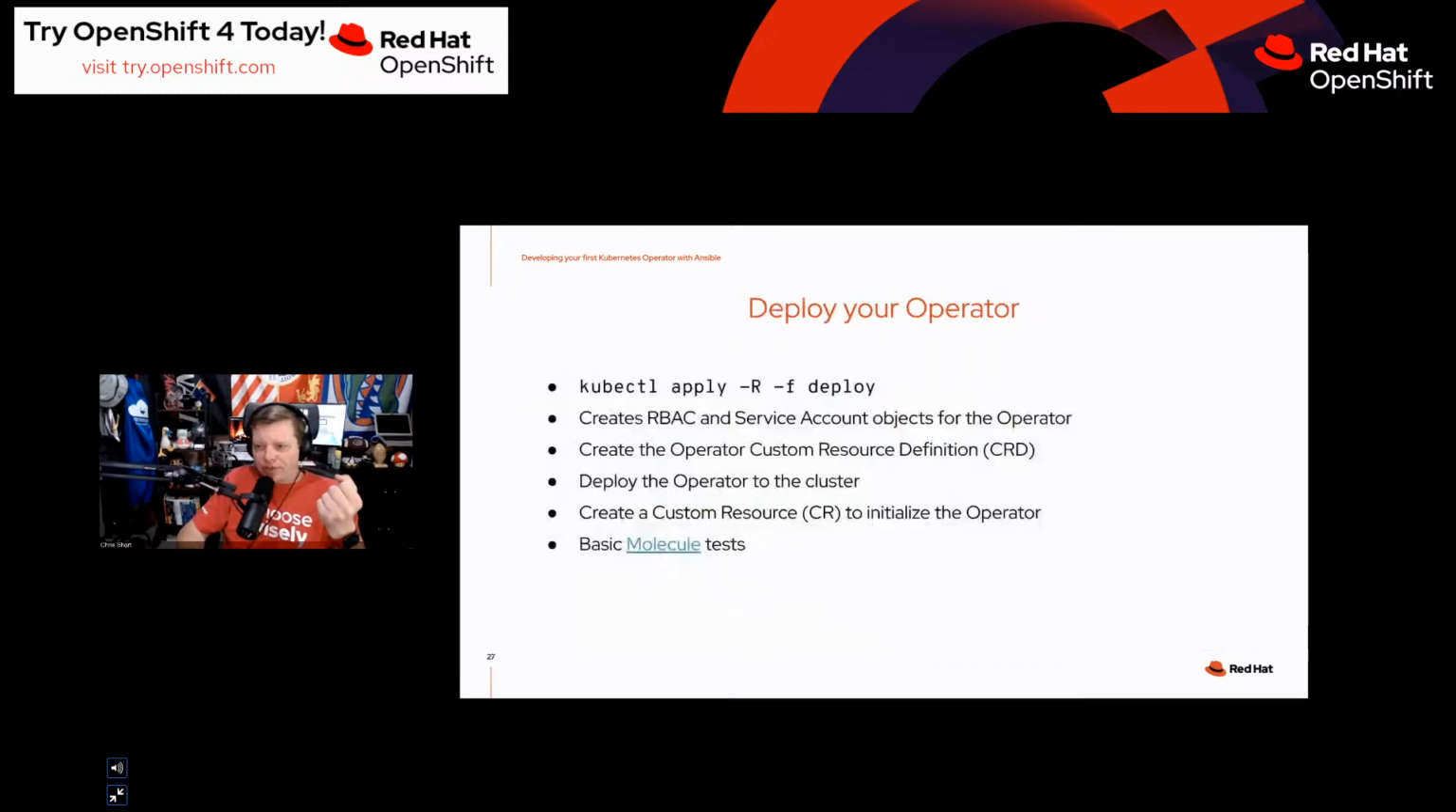So what do you do after that? Well, you deploy your Kubernetes manifest files. kubectl apply -R -f deploy to recursively deploy all the YAMLs that are generated. That'll create your RBAC, your service accounts, your CRDs, deploy the operator to the cluster itself, create the custom resource itself, and initialize the operator, as well as running those basic molecule tests.